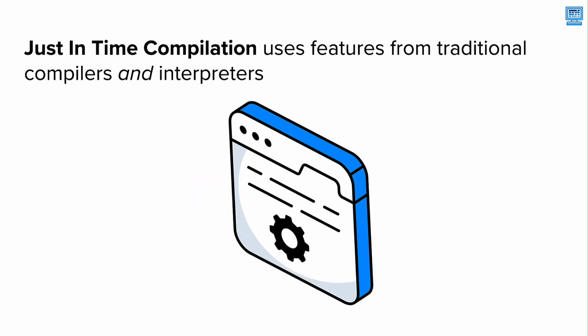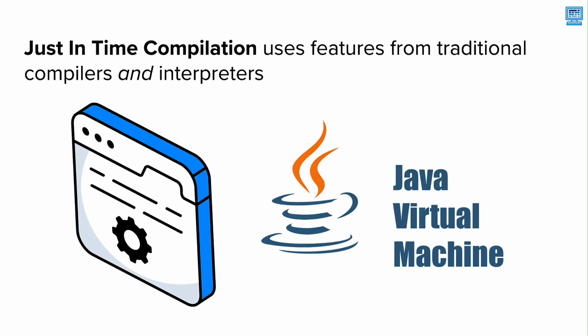Programmers also make use of just-in-time compilation. Just-in-time compilation takes features from traditional compilers and interpreters in order to execute code. Java makes use of this type of tool by using what is called the Java virtual machine. Let's now take a closer look at how Java builds its programs.